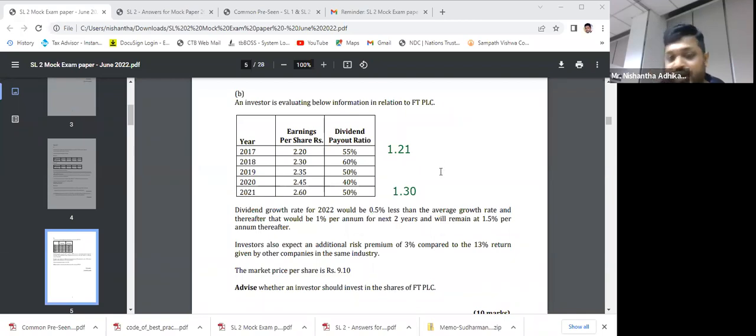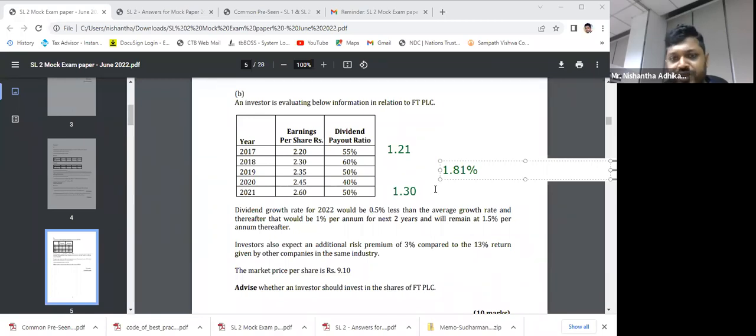1.3 divided by 1, how many years? For 5 years, growth will be there in 4 years. Then you will receive the growth rate of 1.81. Yes, 1.82, simply 1.82, 1.81. That is the correct answer. Growth rate is 1.81. Right.